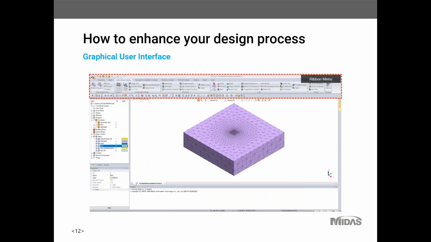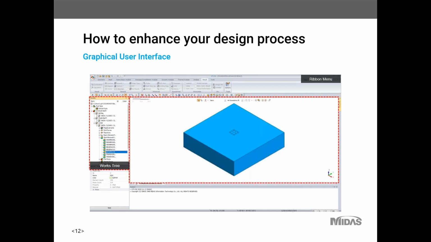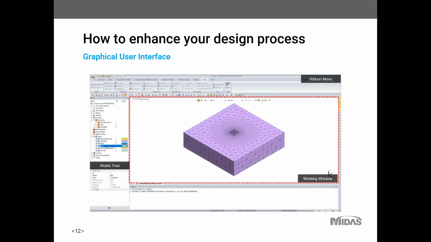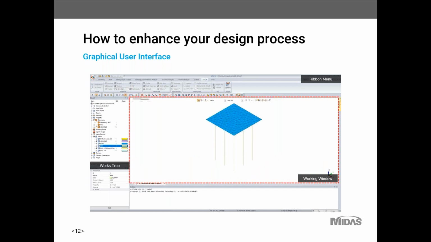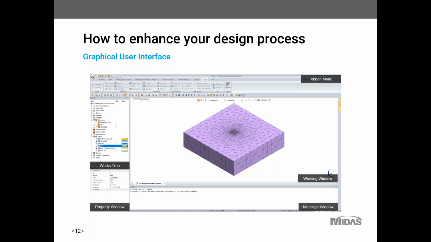And this shows the whole GTS NX interface. On the top, there is a ribbon menu and the worktree is located at the left, but you can easily move it anywhere you want. The working window is in the center of the interface. You can see the whole model using the selection tool or view tool. And the property window and message window are below. These can also be moved. And you can check the results or the error messages on the message window.